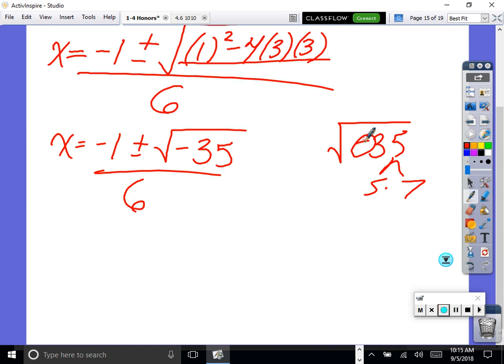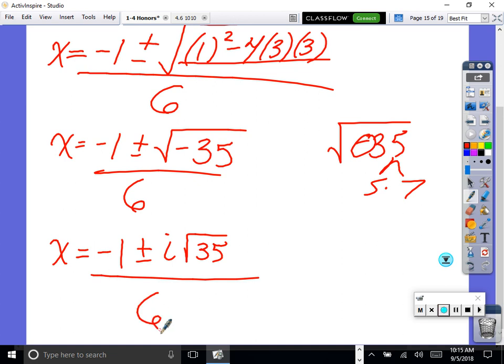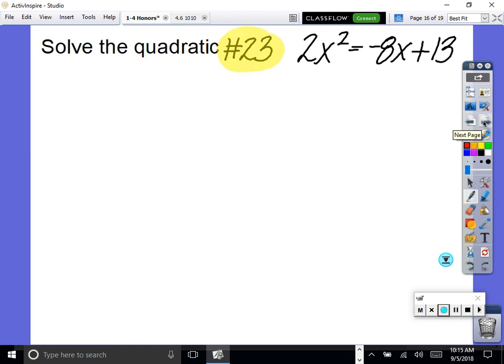So we would have x is equal to negative 1 plus or minus, we pulled out an i, so i root 35 all over 6. Now look, when we had a negative underneath, we had 2 imaginary solutions. It's all making sense. Okay, go to 23. There's a reason I'm doing this one on your worksheet. Yours are going to sometimes be, you're going to have to simplify, so you'll see what I mean by that.